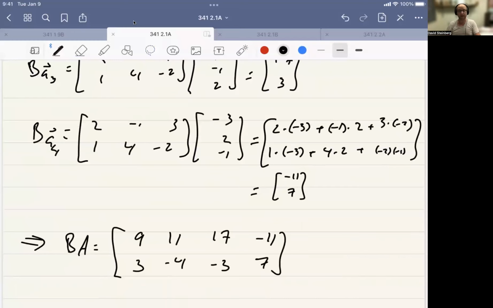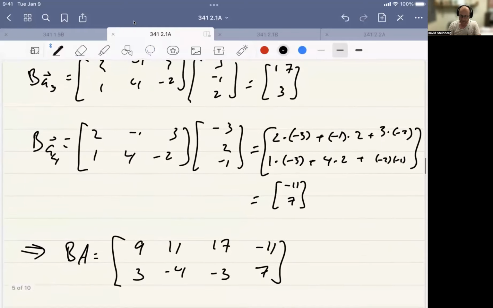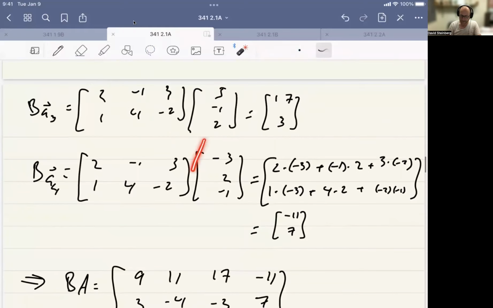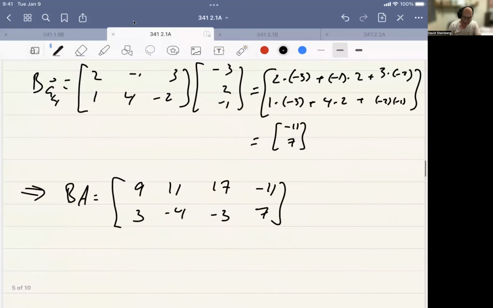And one thing you'll notice is that we really needed this to be a 3x1 vector. If it was 4x1 or 2x1, we'd be out of luck, because not all matrices can be fed all vectors. So maybe we notice A is 3x4, B is 2x3.